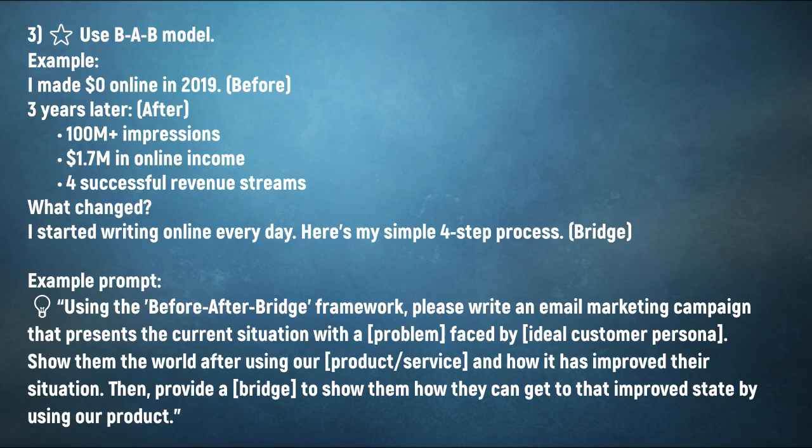3. Use the BAB model. Example: I made $0 online in 2019. Before. 3 years later. After. 100M plus impressions, $1.7 million in online income, 4 successful revenue streams. What changed? I started writing online every day. Here's my simple 4-step process. Bridge.